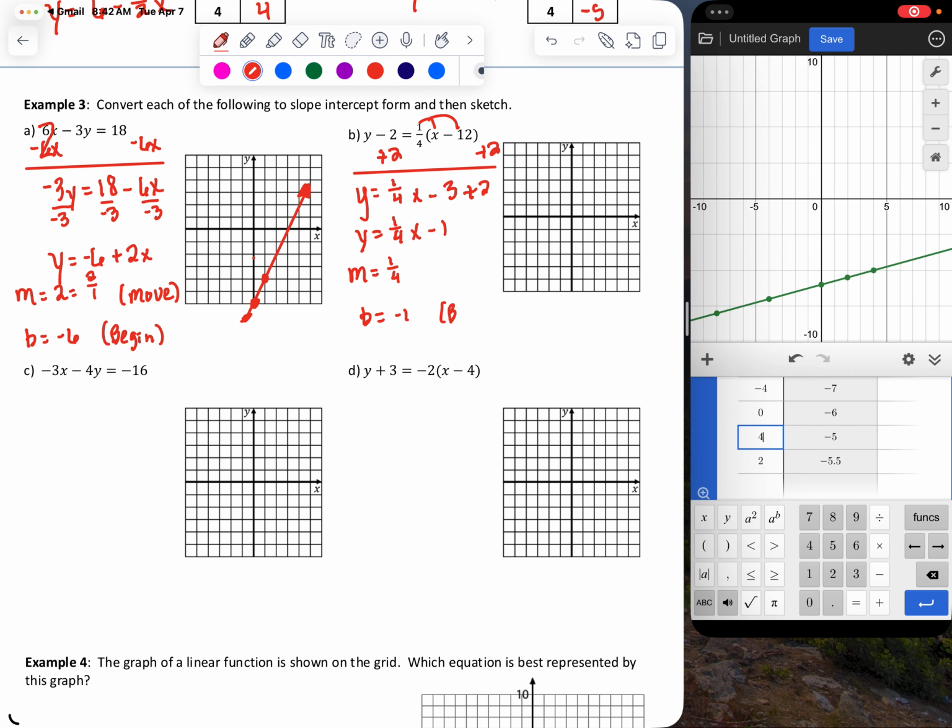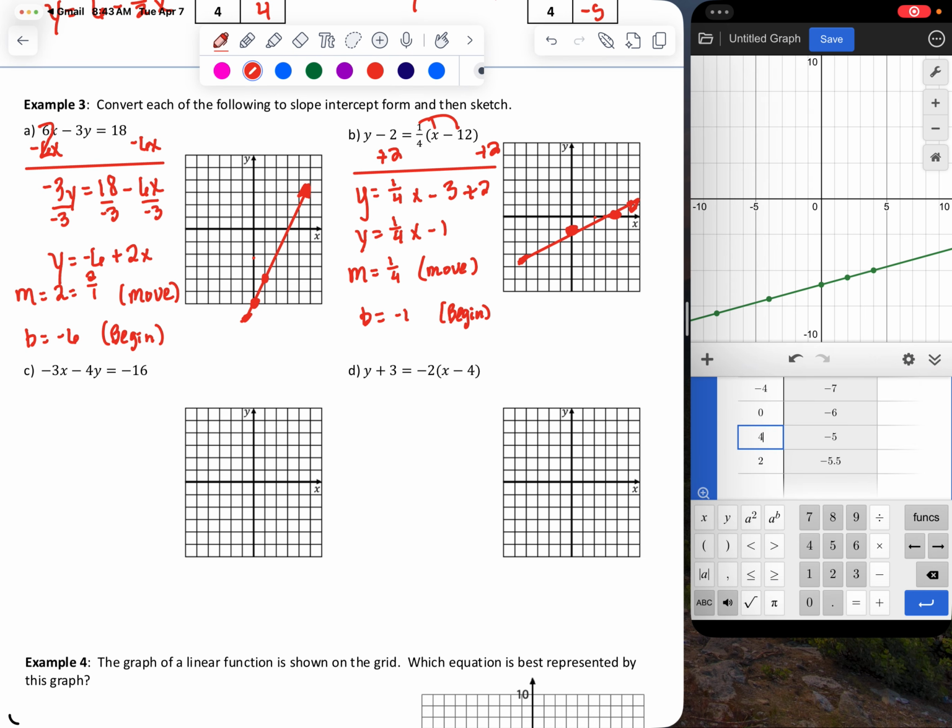So remember, this is how we move our pencil to get our second point. So I'm going to begin at negative 1. And then my slope is positive 1/4. So I'll move up 1 and right 4. And then draw the line.